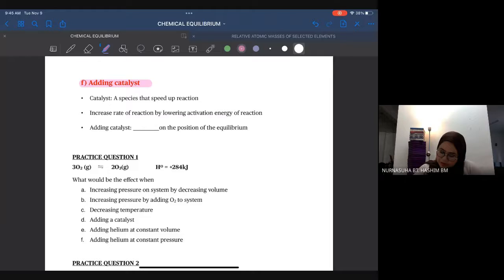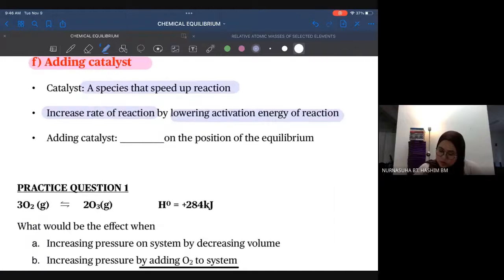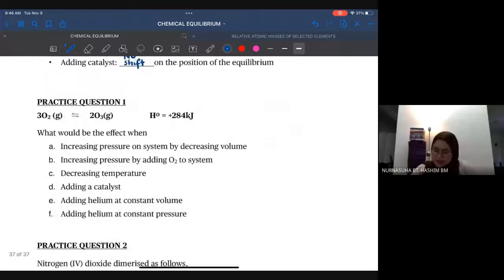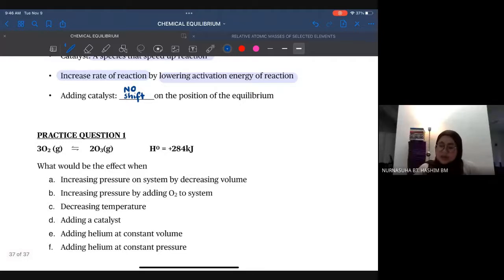Okay guys, kalau kita adding catalyst, kita tahu catalyst is a species that speed up reaction. Okay, so catalyst ni increase our rate of reaction by lowering activation energy. Okay, by lowering the activation energy. So, if you adding catalyst, there are no shift on the position of the equilibrium. Tidak ada apa-apa efek lah. Catalyst hanyalah increase the reaction. Dia bukan shift to the left or to the right.